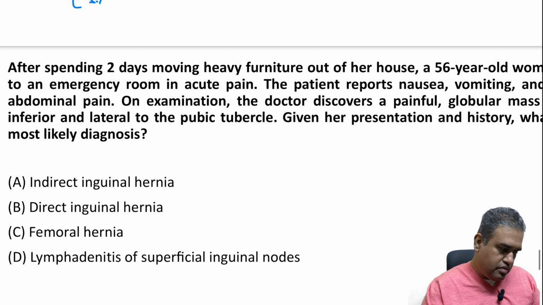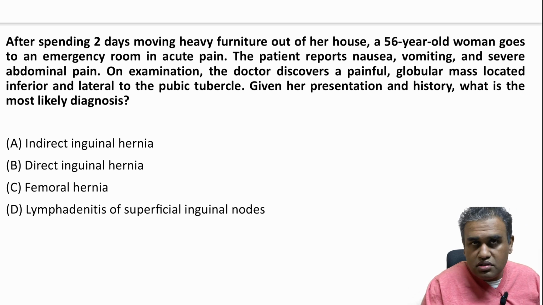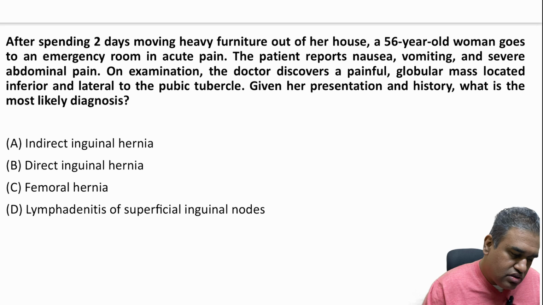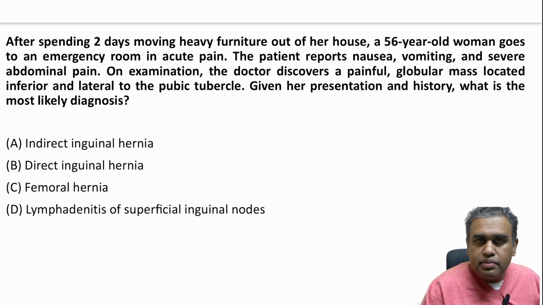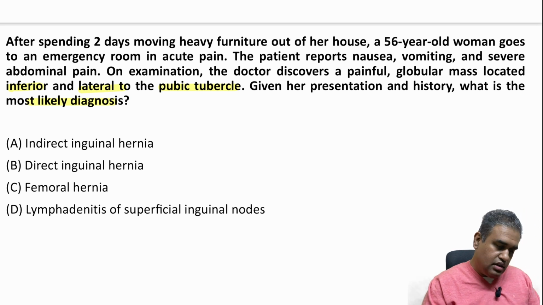One more question, this is probably the last question, all the best. After spending 2 days moving heavy furniture out of her house, a 56-year-old lady goes to an emergency room in acute pain. The patient reports nausea, vomiting, and severe abdominal pain. On examination, the doctor discovers a painful globular mass located inferior and lateral to the pubic tubercle. Given the presentation and history, what is the most likely diagnosis?